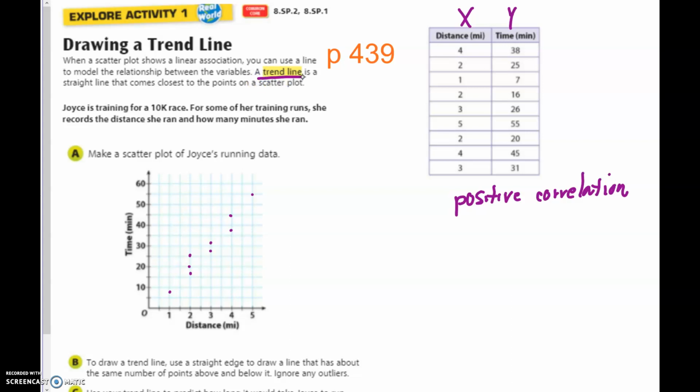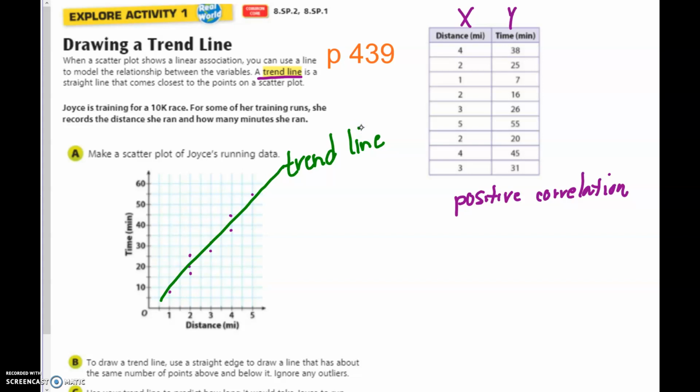It is a straight line that comes closest to the points, so that when we make this trend line, we want the line to go through the data so that you have some points above it, some points below it, and it may go through 1 or 2 points themselves. So this is what is considered the trend line. It is the straight line through the data. Okay, some points above it, some points below it.